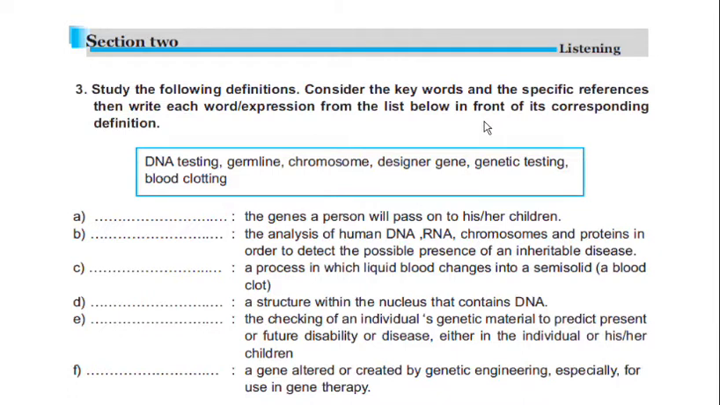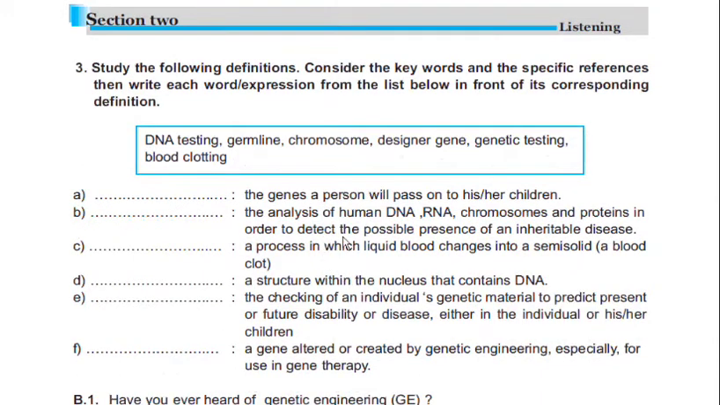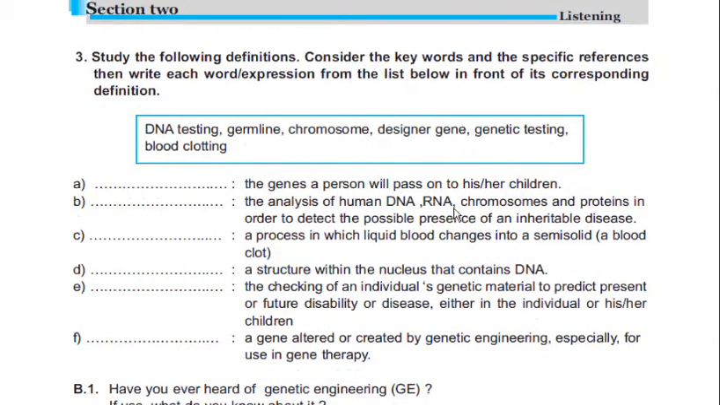The genes a person will pass on to his or her children, that is germline. And every person is going to pass on to his or her children a set of genes which we call germline.